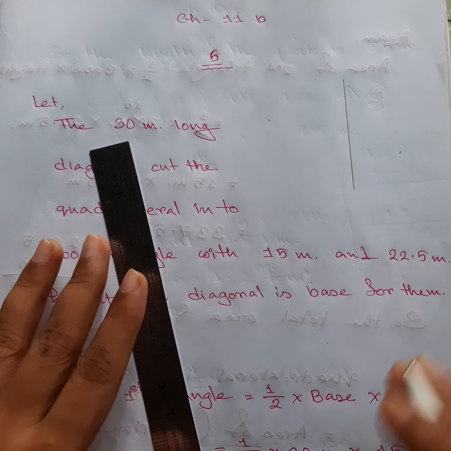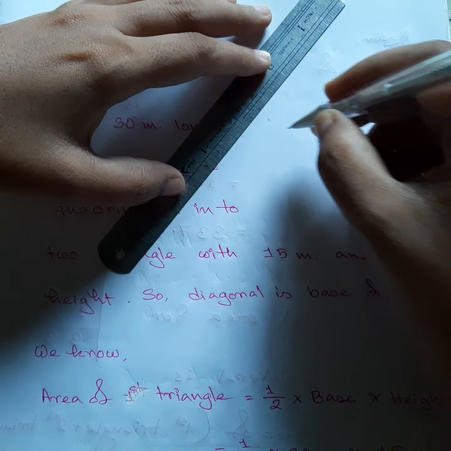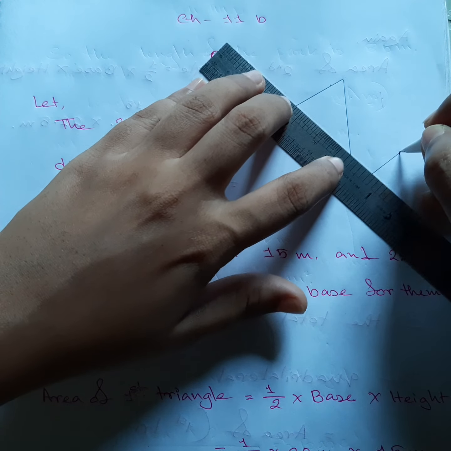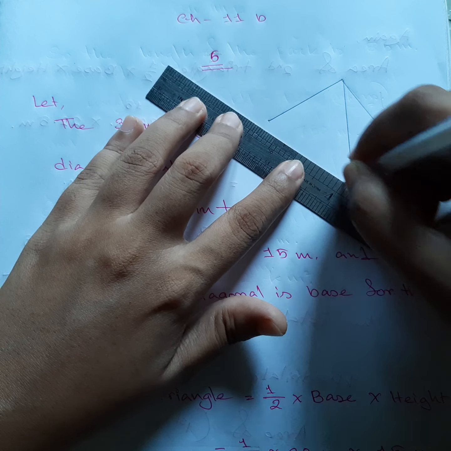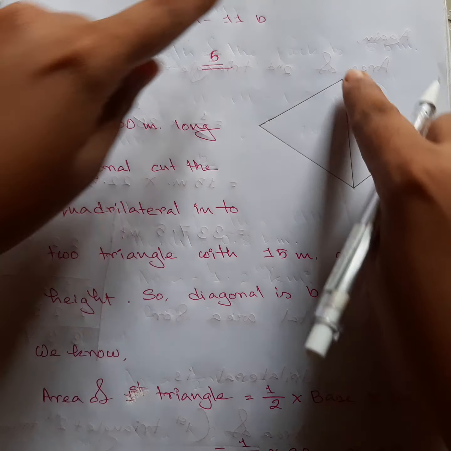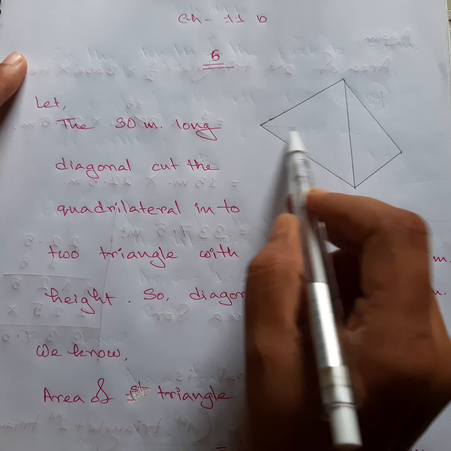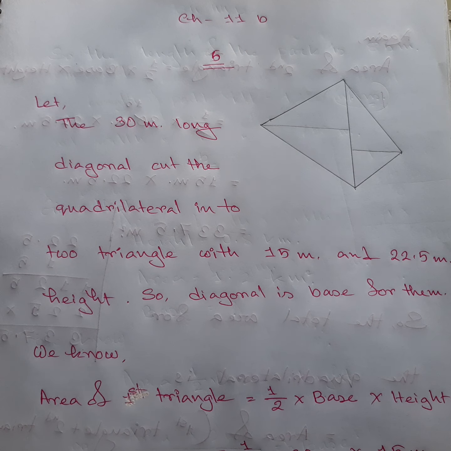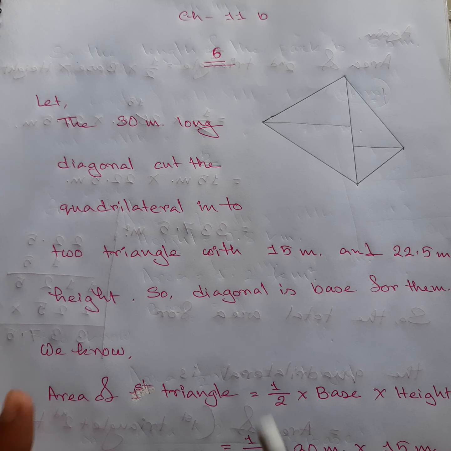Okay, let me just join them. I'm going to let you see how to draw it a little bit faster. You don't need the measurement for that. It's just freehand drawing for a little bit. See, this diagonal is actually crossing it like this. You don't have to draw it again. I just draw it because I am trying to show you.